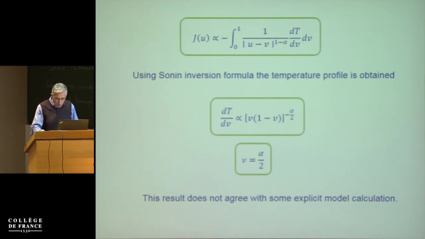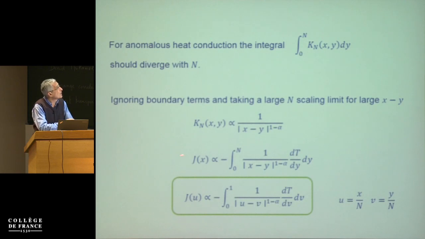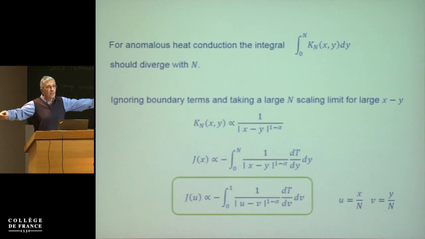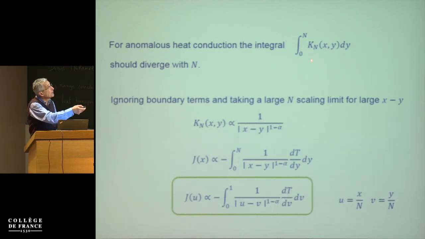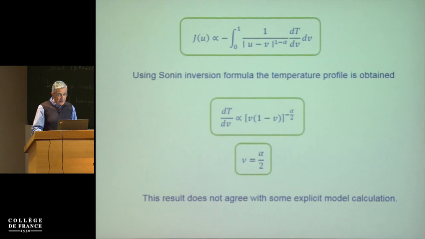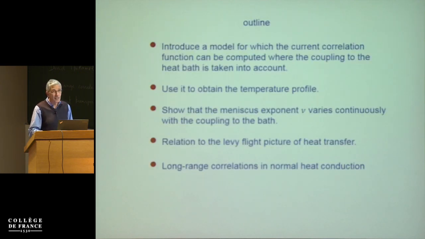So this is a simplistic way of looking at things, assuming that the kernel is just a power law of the distance, because we know its integral has to diverge when the system is large. This result, we know from explicit calculations, is sometimes wrong, it does not apply, and therefore one has to look at it more carefully.